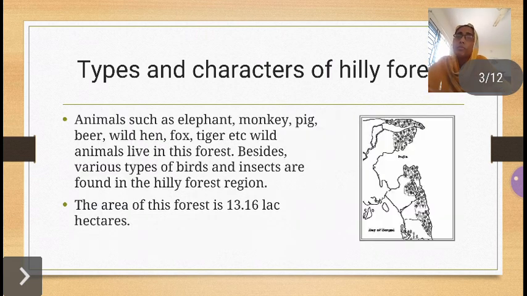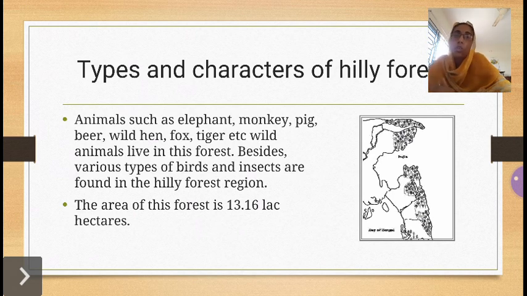Okay, then animals. Now we come to the point about animals. Which animals live in the hilly forest zone? They are elephant, monkey, pig, bear, wild hen, fox, tiger, etc. Wild animals live in this forest. Besides this, various types of birds and insects are commonly found in the hilly forest region. And the area of this forest is 13.16 lakh hectares.